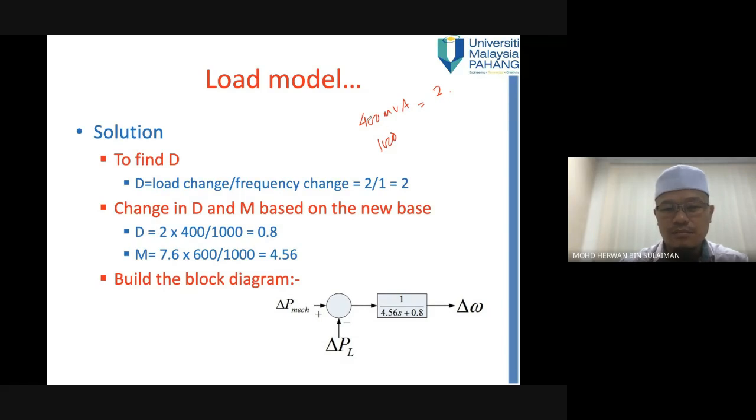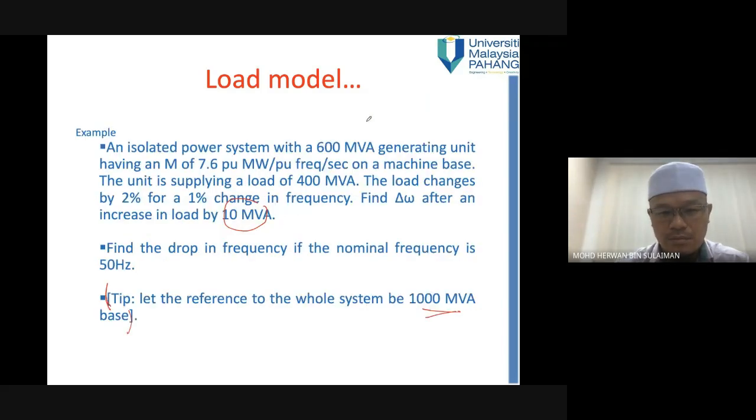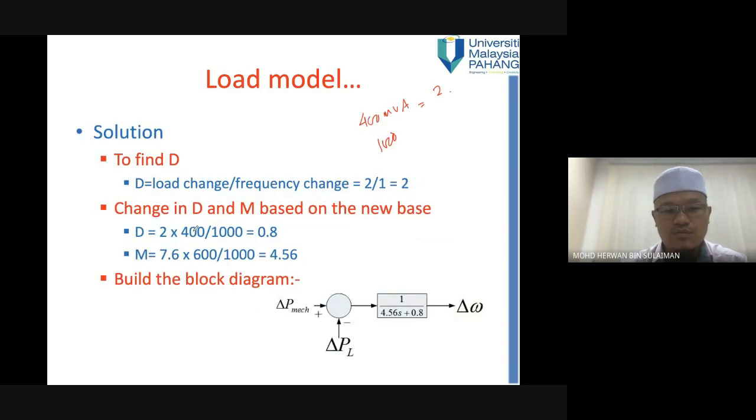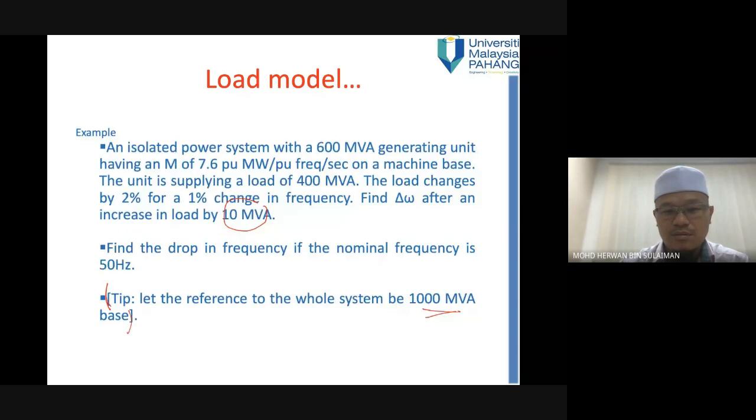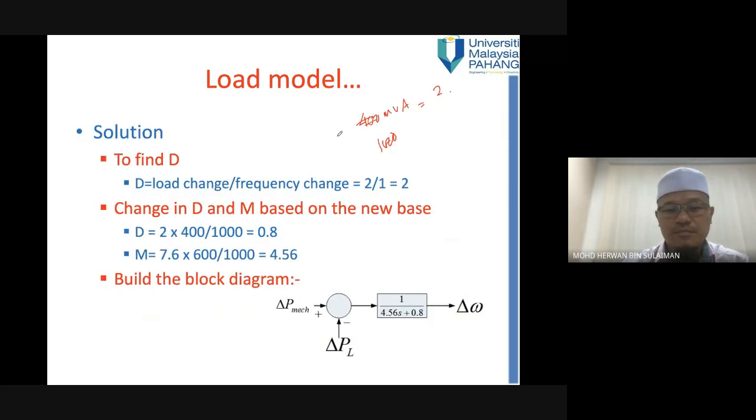Terbalik. 2%. Okay, so 400 divided by 1000. Balik. 2 divided by this one, supply is 400 and then system is 600. So 400 divided by 1000 is times 2. So dapat dengan 0.8 lah.